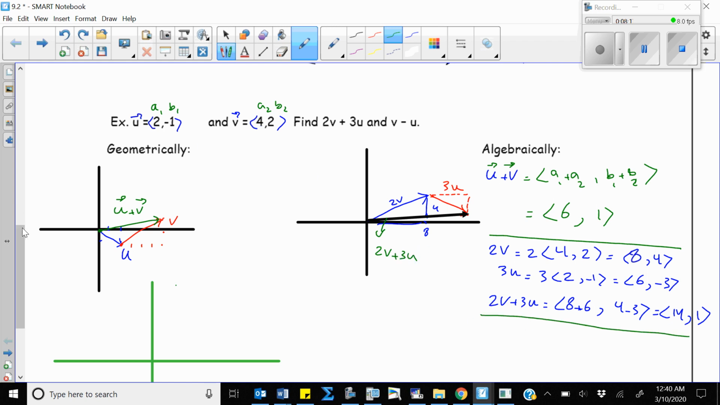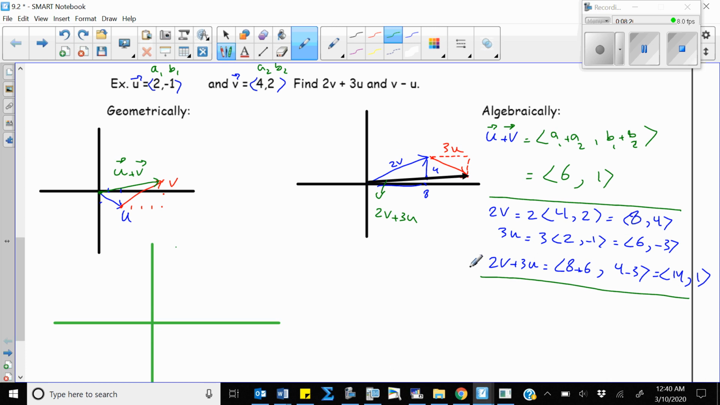Okay, now let's find v minus u. So we know that v was 4 and 2, and also we know u is 2 and negative 1. Now v minus u will be just simply subtracting the components, like 4 minus 2 and 2 minus negative 1, which is 4 minus 2 is 2, 2 minus negative 1 is 3. So this is v minus u.